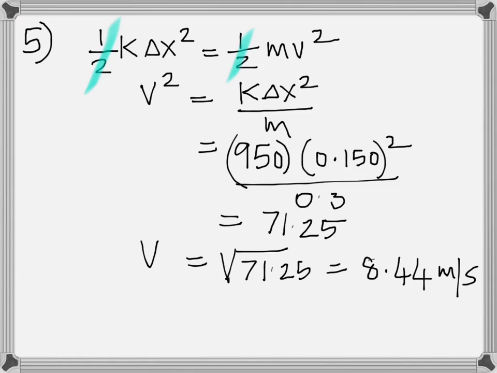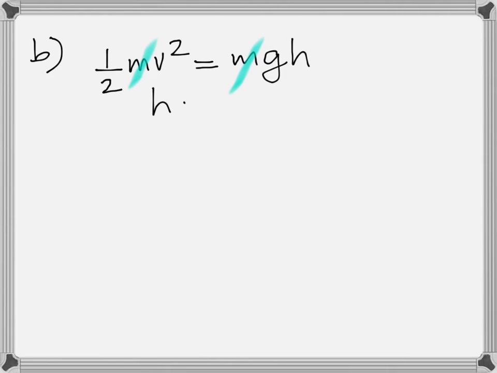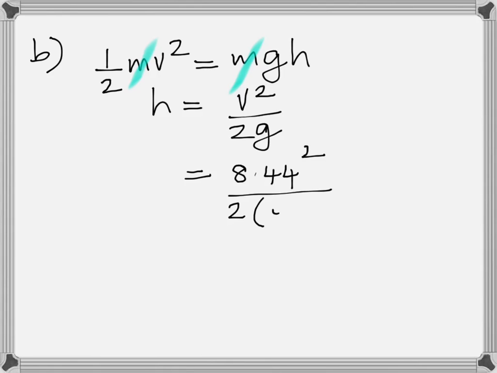And in the second part, how high will it fly? As it goes up, all this kinetic energy gets converted into potential energy. So at the highest point, all this gets converted into potential energy. And so you get the height as v squared by 2g. So the height is 3.634 meters. That's the height to which it will go.